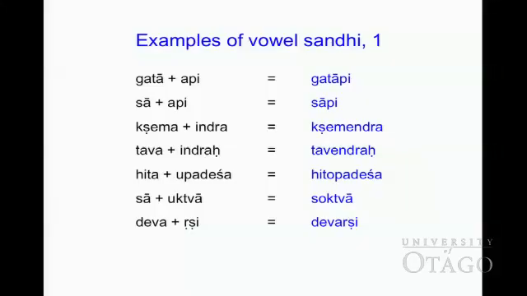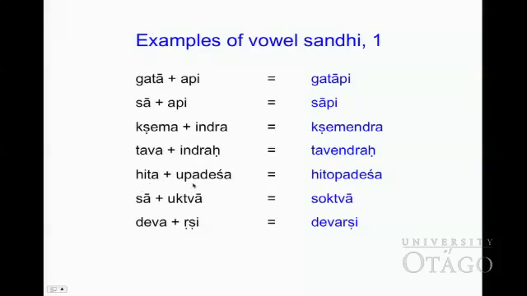Let's see examples of the vowel sandhi rule number 1. Katha plus api changes to kathapi. Sa plus api changes to sapi. Kshema plus Indra, that means A plus I changes to A, so it will be Kshemendra. Tava plus Indraha, A plus I will be A, so it will be Tavendraha.